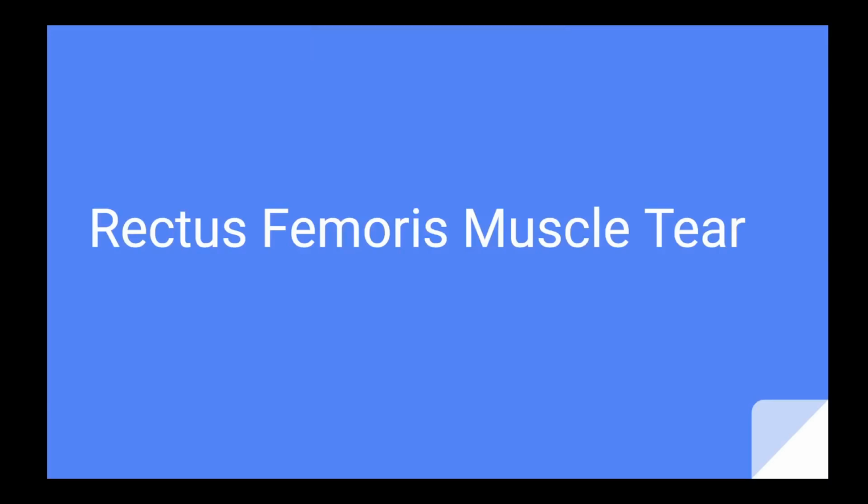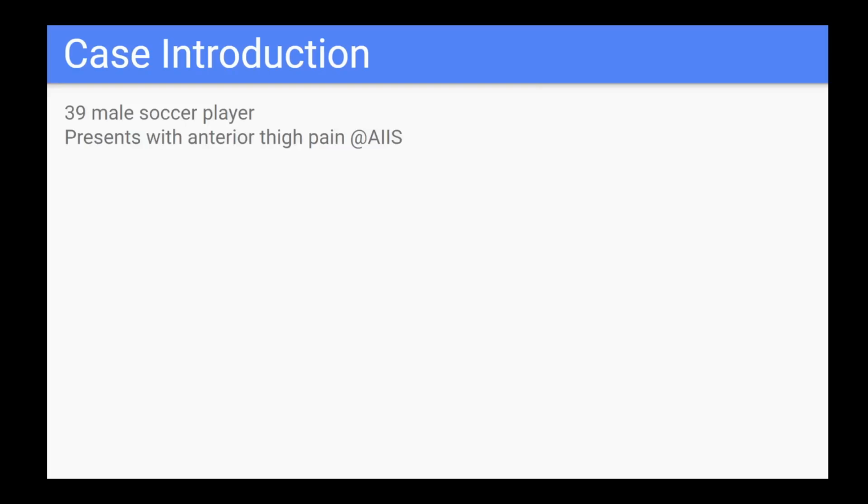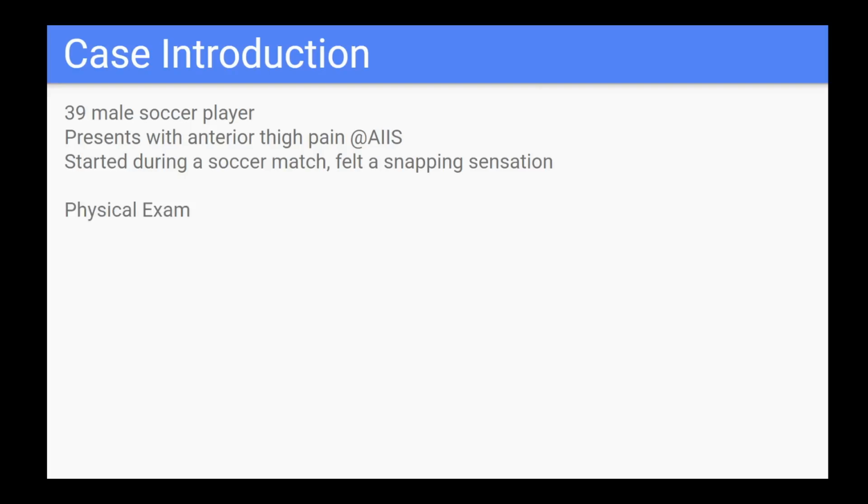Okay, this is a really cool case of a rectus femoris muscle tear. This was a 39-year-old male soccer player who presented with anterior thigh pain right around the anterior inferior iliac spine. This started during a soccer match earlier in the day, and the patient states he felt a snapping sensation while he was playing soccer.